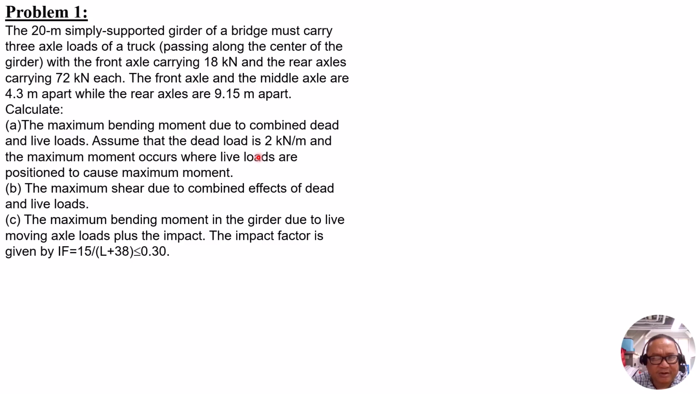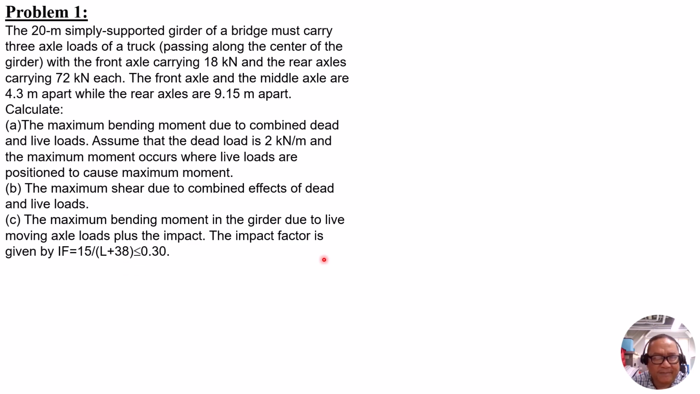Assume that the dead load is 2 kilonewtons per meter and the maximum moment occurs where live loads are positioned to cause maximum moment. B, the maximum shear due to combined effects of dead and live loads, and C, the maximum bending moment in the girder due to live moving axle loads plus the impact. The impact factor is given by 15 over L plus 38, and it should be less than or equal to 0.3.